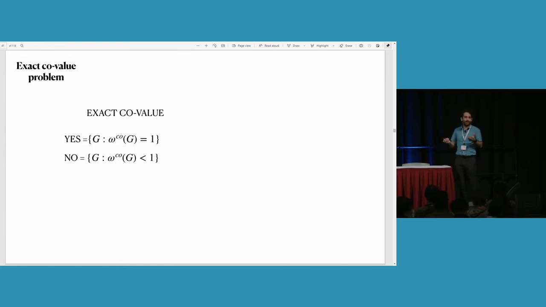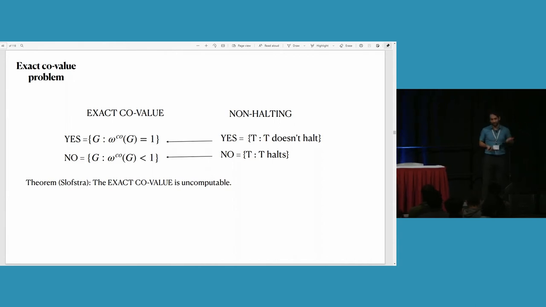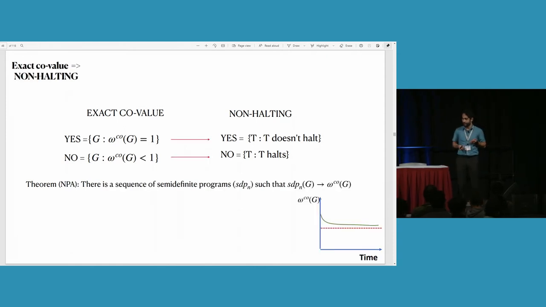Now, we can ask how hard it is to compute this value, the co-value of a game. You know the drill. We have the decision problem exact co-value, and we define the yes instances and no instances. And Slofstra, in another result, showed that this problem is uncomputable by, again, a reduction from the non-halting problem. All right, so something more is known. We know that these two problems are equivalent. There is a reduction in the other direction, and just like before, this other direction is easier to state, and I would like you to see it.